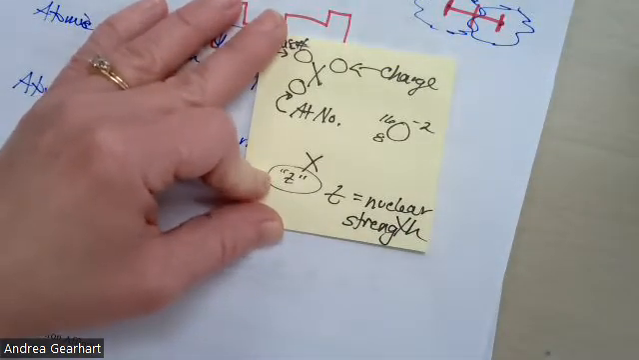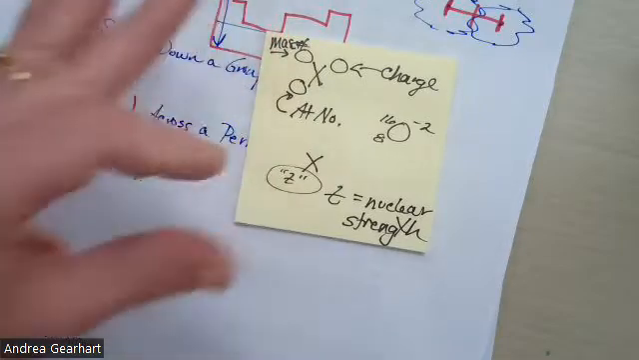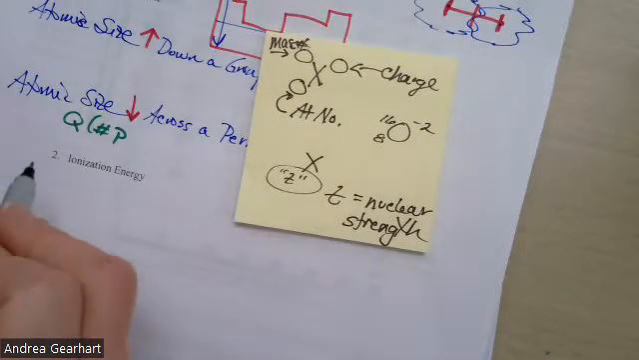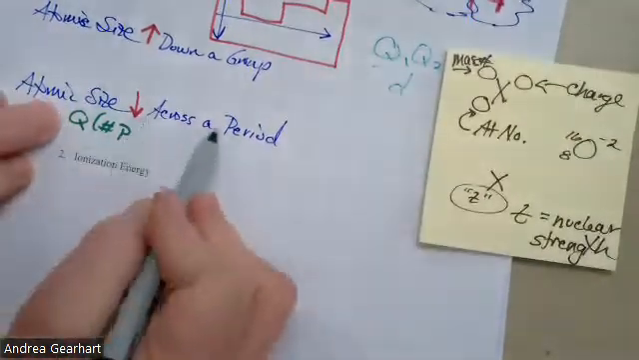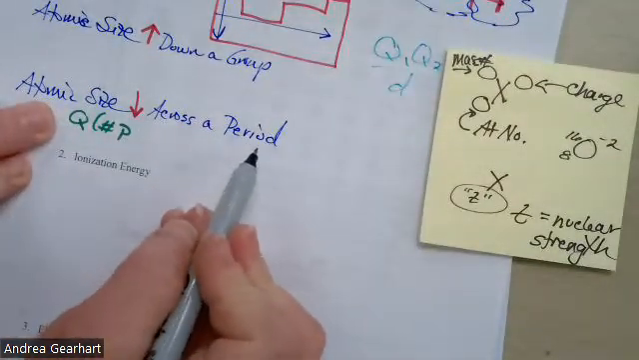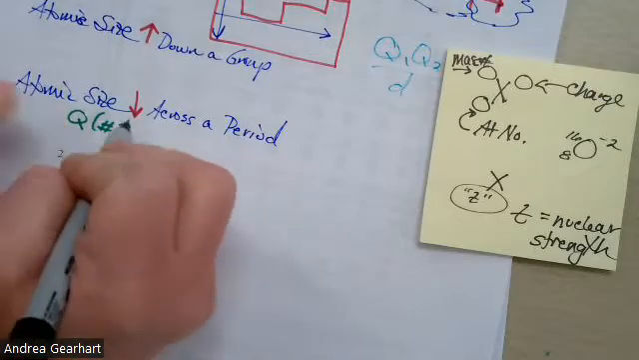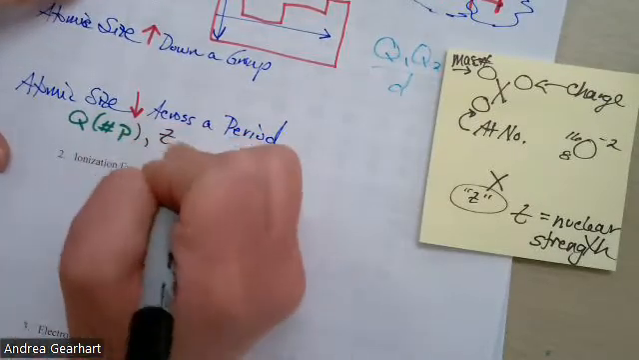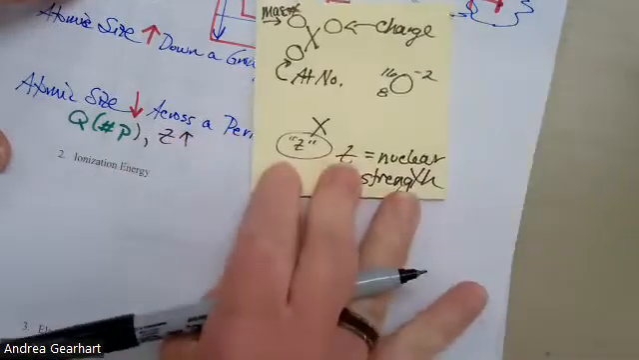It's the number of protons. The greater the number of protons, the more positive, the stronger the electrostatic pull. So as we go across the period, Q is increasing, number of protons, or we could say Z is increasing.